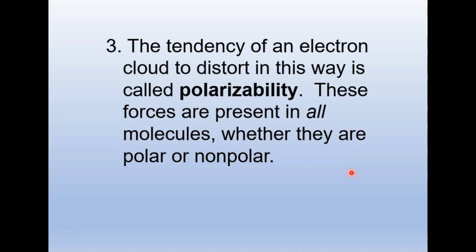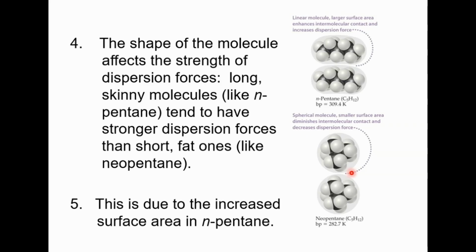krypton is going to have a higher boiling point than neon because it's more polarizable. Why is it more polarizable? It has a bigger electron cloud about it. The shape of the molecule affects the strength of dispersion forces. So here is a 5-carbon chain, and here is a 5-carbon ball.